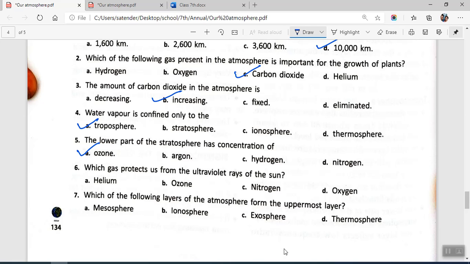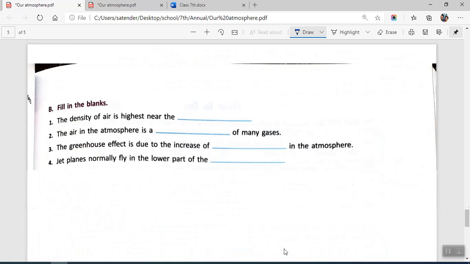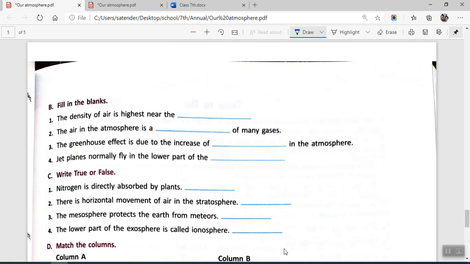Which gas protects us from the ultraviolet rays of the sun? It is again ozone. Which of the following layers of atmosphere forms the uppermost layer? In this case, you will be writing exosphere. This is the uppermost layer, that is the outermost layer. Okay, all right. Now moving on to section B, we have to fill in the blanks.